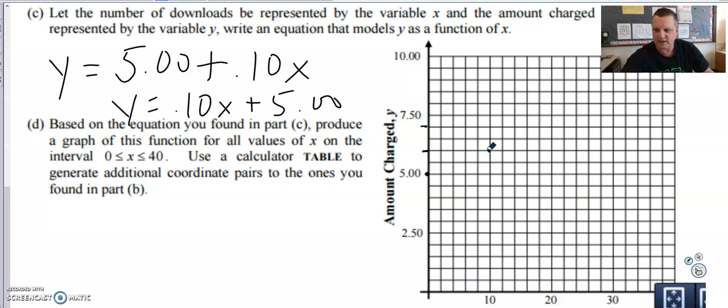20 goes to 7. And it's tough for me sometimes to line these up on this screen. 30 goes to 8. And then 40 goes to 9. It's a linear equation, meaning it's a line. Of course, we will use a ruler, but that's not a bad straight line right there. Okay? You keep practicing, maybe you'll be able to do it that well without a ruler. Okay? That's it for the first part.